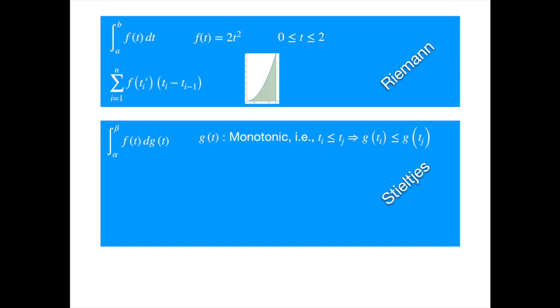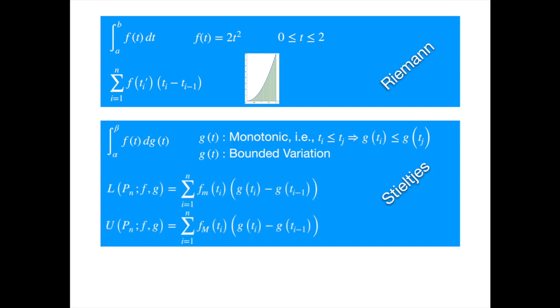And because any function of bounded variation can be written as the difference of two monotonically increasing functions, the integrator can be any function of bounded variation. The lower and upper sums formulae become... Only the definition of the magnitude of the interval has changed from length to the change in a function.